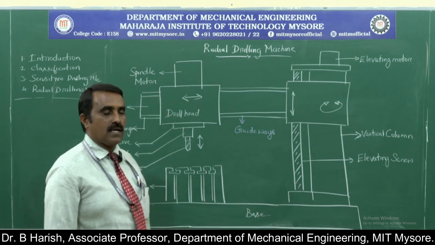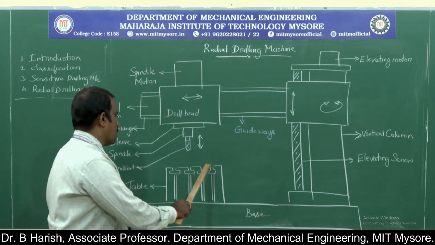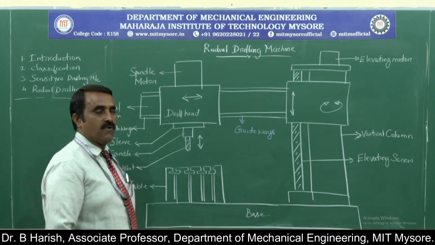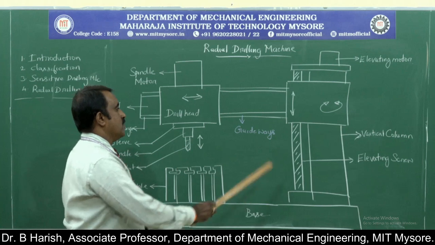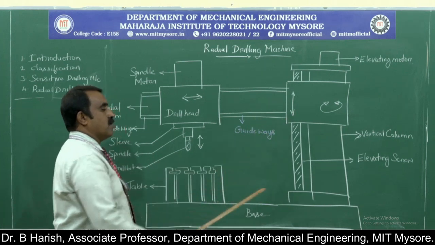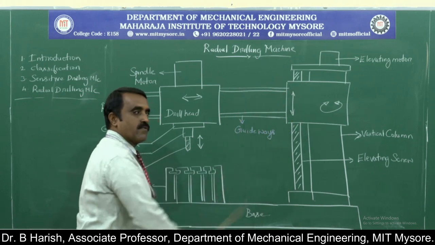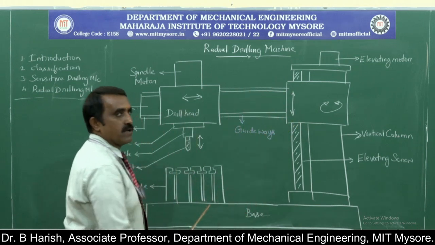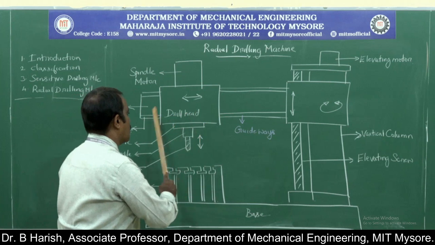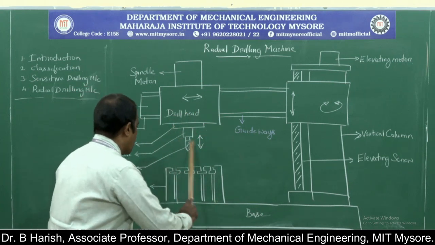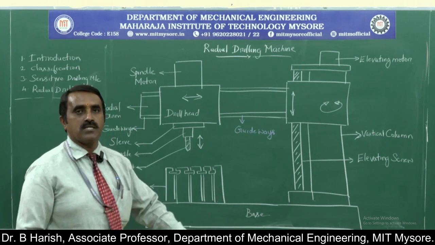So coming to working, the job is fixed on a table. So these are the T-slots on the table. So the job is locked firmly. So the machine is switched on. Here you have to remember that three movements are there. One is vertical movement of the radial arm, 360-degree movement of the radial arm, and then horizontal movement of this drill head. Using these three movements, you can adjust the location where the hole has to be drilled.